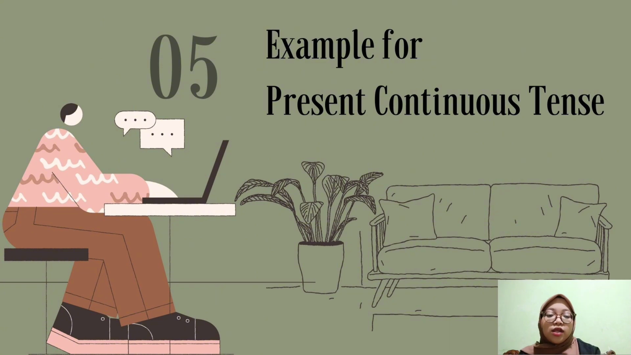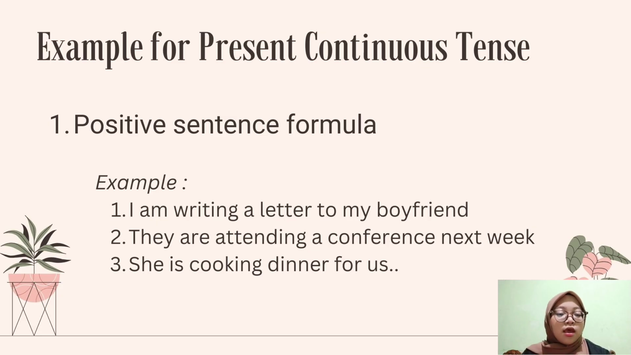Examples for present continuous tense. As previously known, the present continuous tense has a specific formula, and here are examples for each. First is the positive or affirmative sentence formula. Example: I am writing a letter to my boyfriend. They are attending a conference next week. And last is she is cooking dinner for us.